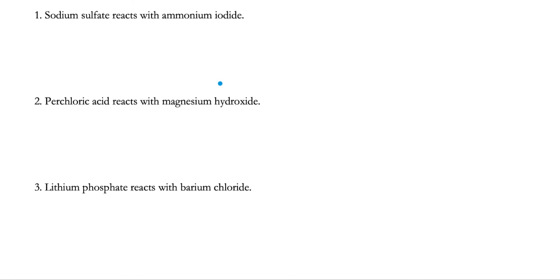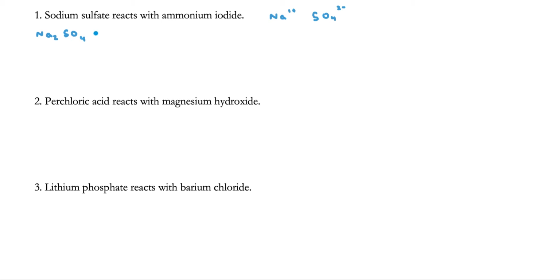All right, so let's work on some practice problems for writing our double replacement reactions. So I've got my reactants here. Sodium sulfate reacts with ammonium iodide. So sodium has a 1+ charge, and I get that from the periodic table. Sulfate has a 2- charge. Okay. So when I end up crossing my charges, the compound that I get for one reactant is Na2SO4. So that is my first reactant.